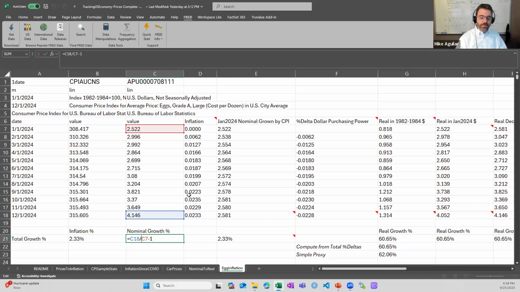Eggs prices went up 64%. All right. Again, that's not quite 2024. I should have gone back to December of 2023, but that's good enough for our purposes now. Think about it, right? So eggs prices went up 64%.